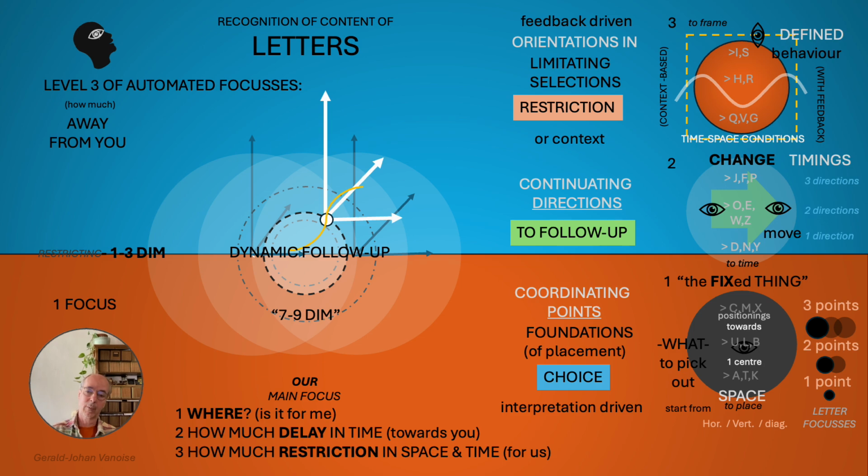And so basically, what are the 3 kinds of focuses? The first focus in space is like, where is it for me? And then the second focus is, how much delay in time is there? And then it already focuses towards what is different and towards you. And then the last option is, how much restriction is there in space and time? And that's also for us, because it's the same for you and me.